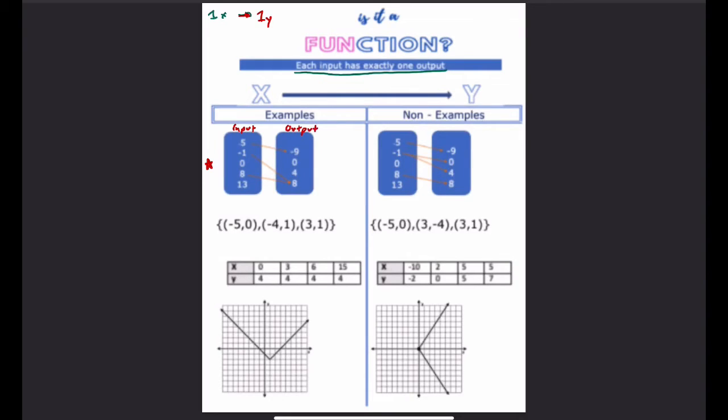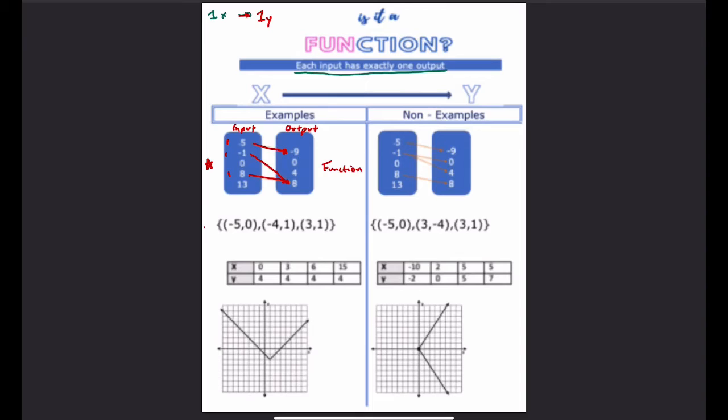So we learned last year that this number here has exactly one line coming out of it. This number here has exactly one line coming out of it. One line, one line. This is 0, and this is 1 right here. All of them have exactly one line coming out of it. So this is a function. This one here is a function.